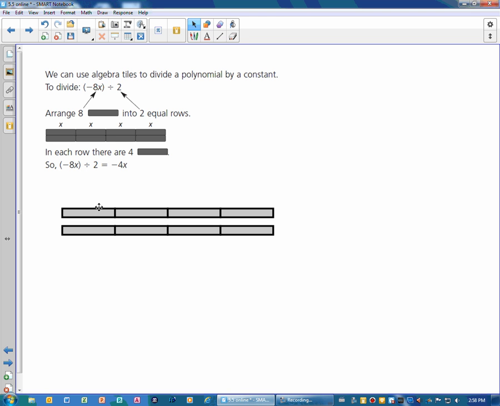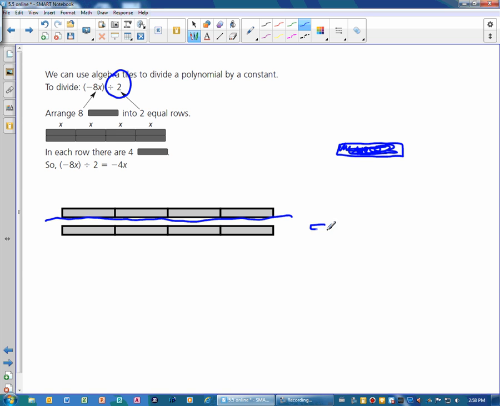Okay, so I started with 8 negative squares. Remember that the negative squares are dark. So I started with these that were dark, and I have 8 of them. And if I'm going to divide them into 2 equal rows, well, I just divide them like this, and my answer is each row has 4 dark ones. My answer is negative 4x.